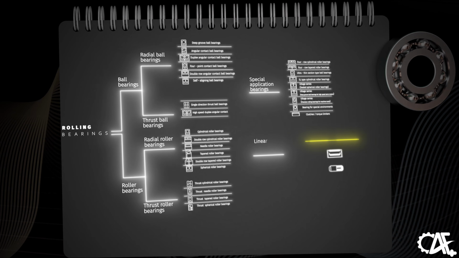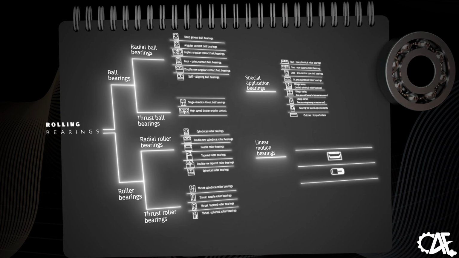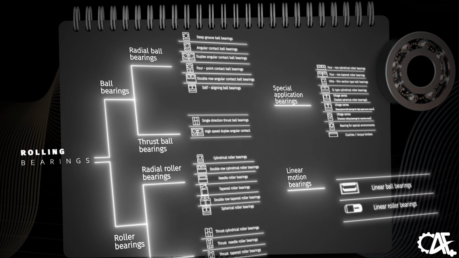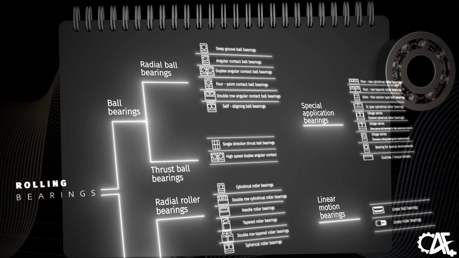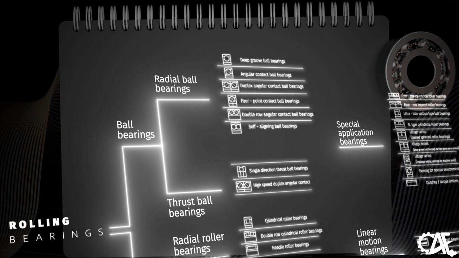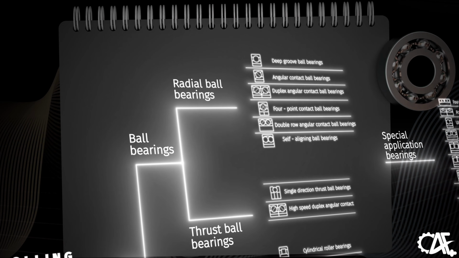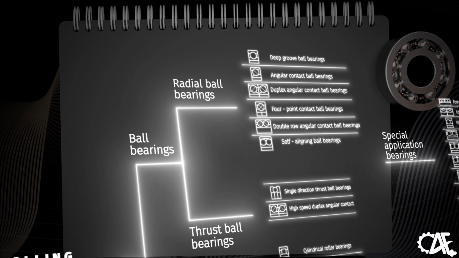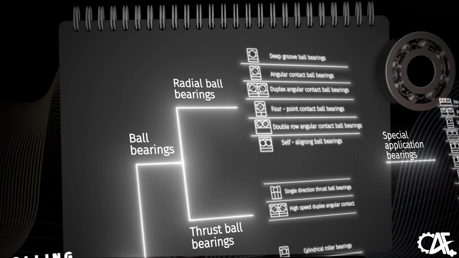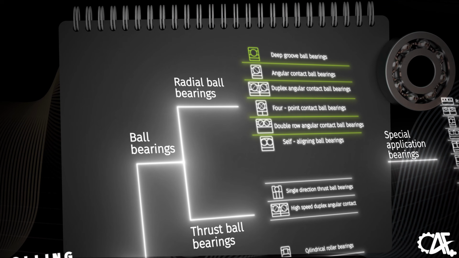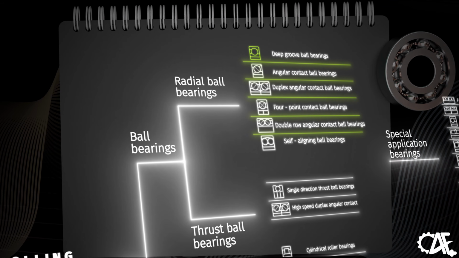Lastly, we touch upon the domain of linear motion bearings, designed to provide free motion in linear directions, often found in various machinery and automation systems. Let's dive into examples for each classification and give a brief overview of their advantages. Within the radial ball bearing category, there's an array of types tailored to meet a range of operational requirements. The deep groove ball bearing is perhaps the most widely recognized.